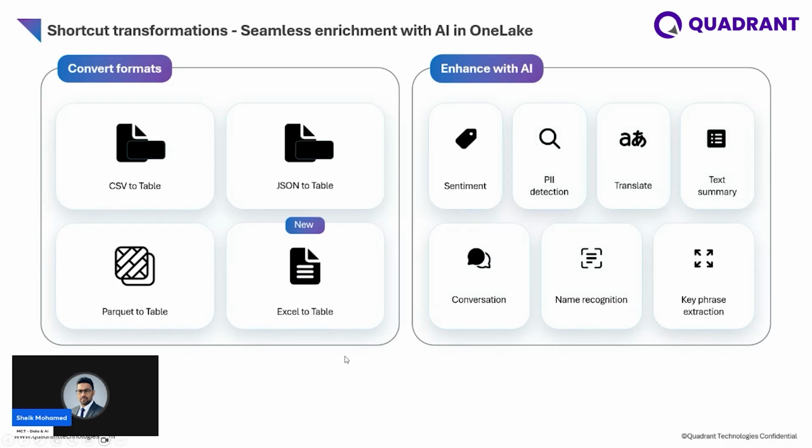At the time of creating the shortcut, you also have enhanced AI support for PII detection, translation, text summary, and other areas as well, right? So it will be done automatically, and as I said, seamless enrichment with AI in OneLake, if you're planning to connect to file formats apart from Delta Parquet. So yeah, next slide, please.